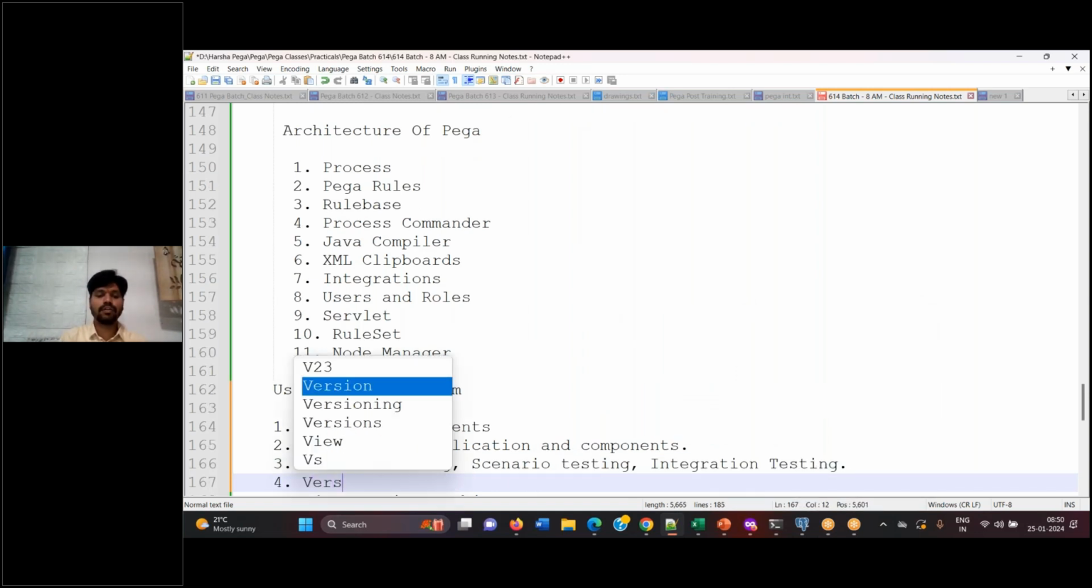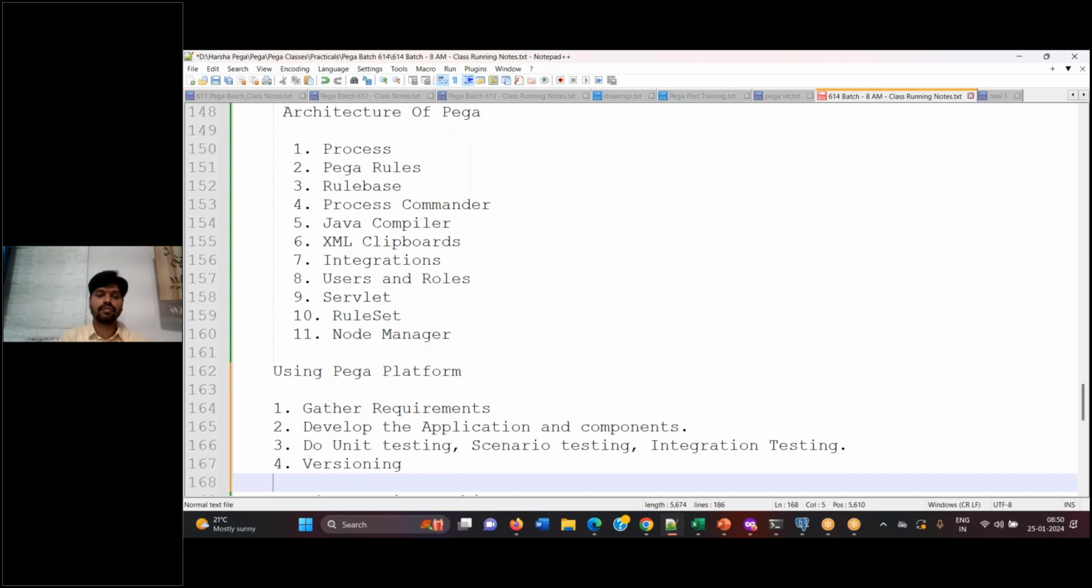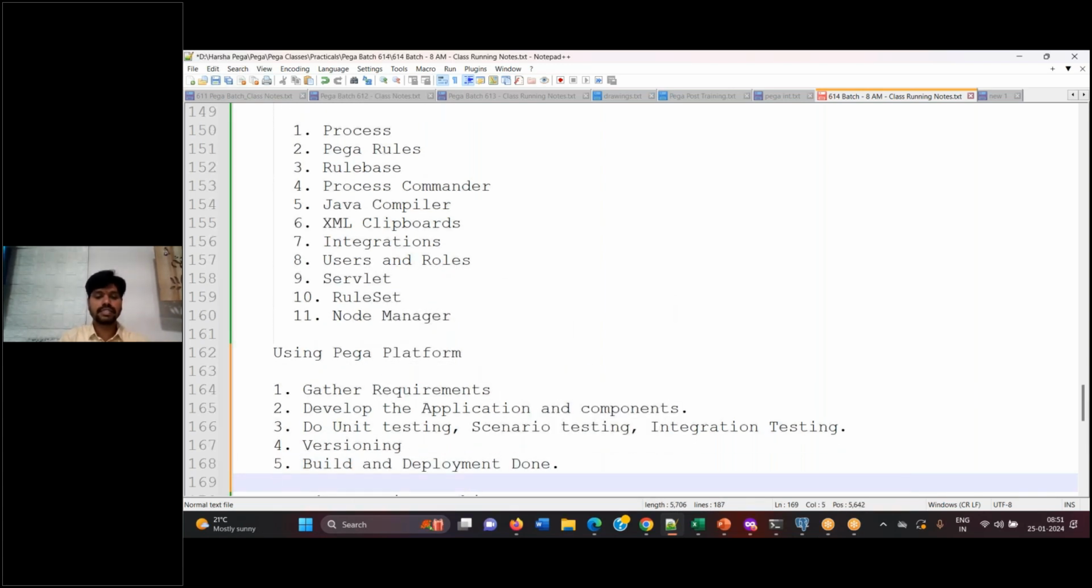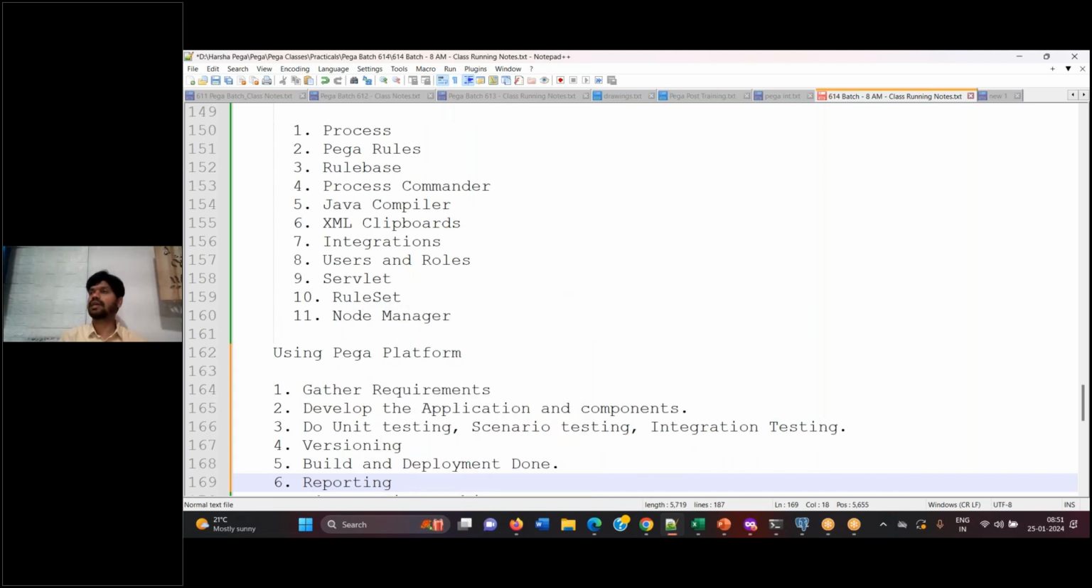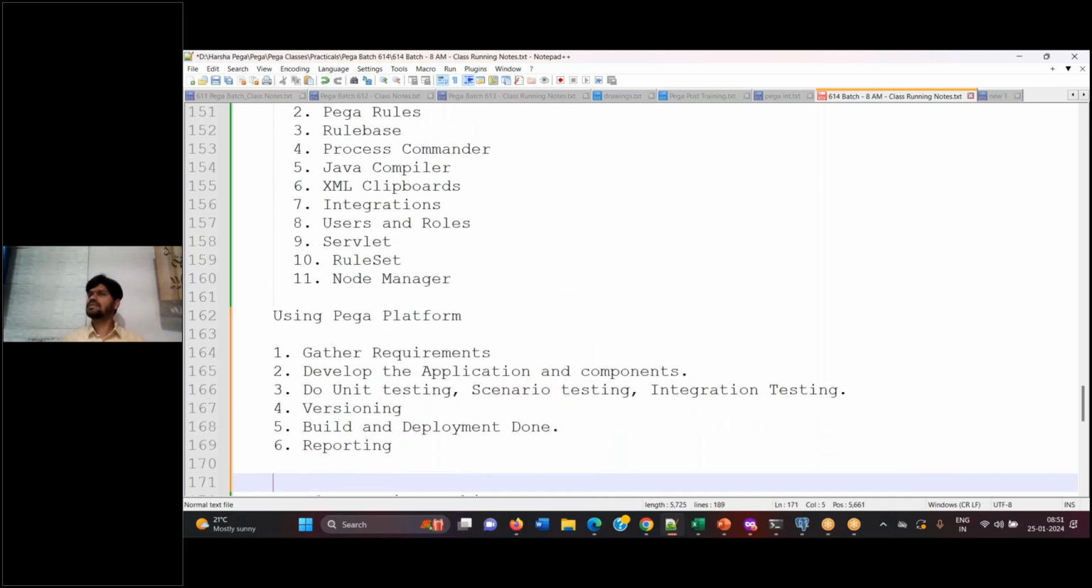Fourth one, versioning can be done. Fifth one, build and deployment can be done. Sixth one, reporting can be done. All these are on a single platform. Everything you are doing on a single platform without the need of coding. Okay, all this we will be learning from your batch.